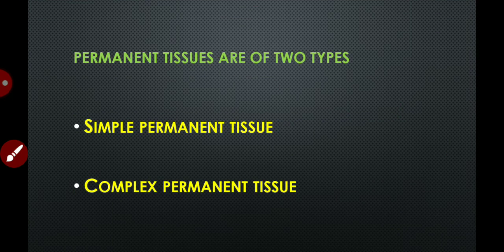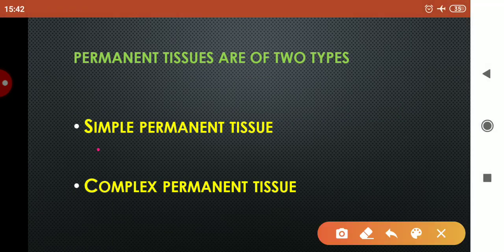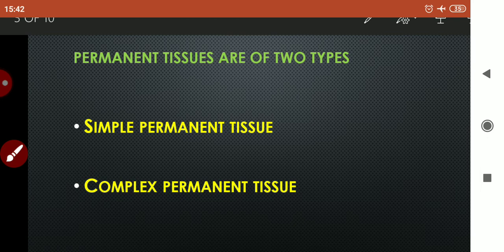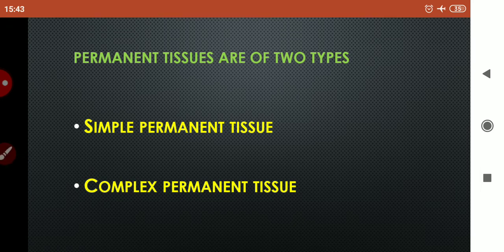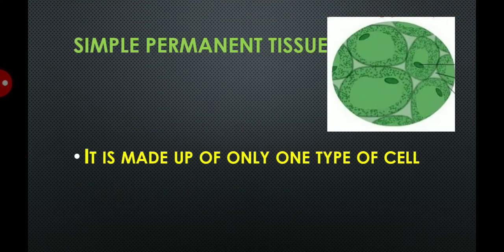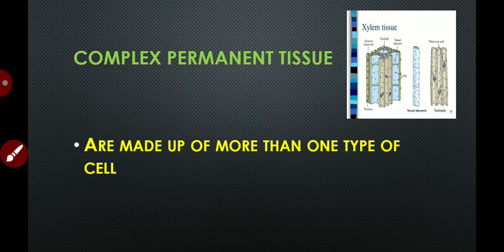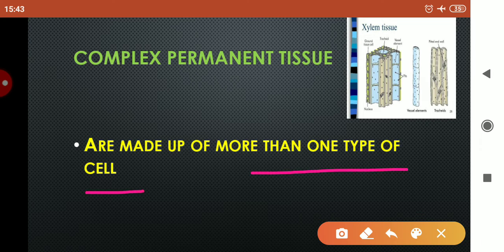Now, permanent tissues are of two types, simple permanent tissue and complex permanent tissue. Children, from the name you can identify that simple permanent tissue means just simple. Simple permanent tissue means it is made up of only one type of cell. Here you can see all the cells are similar. They are similar type of cells. Then complex permanent tissues are made up of more than one type of cell.